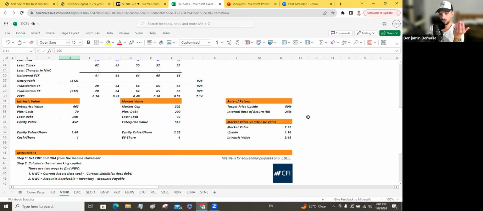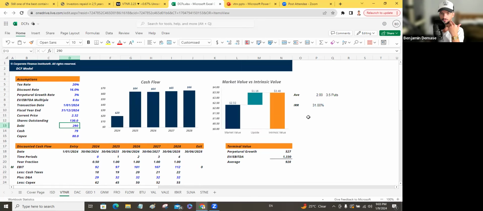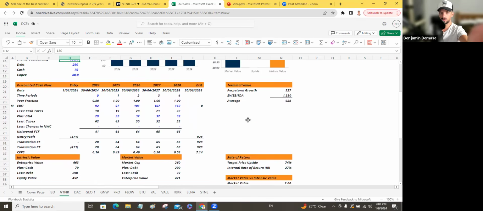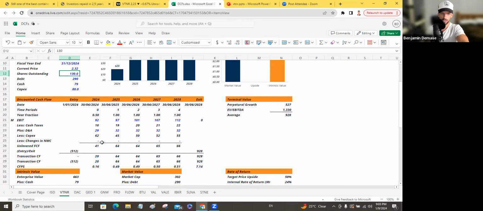Just for me, a very disciplined, small position for my speculative capital. Okay. 50% upside, 24% IRR as of today's price. If I have to be assigned them at $2, reinvest the cash or the premium, I'm looking a little closer to 27. Be that as it may, this is purely using analyst estimates.